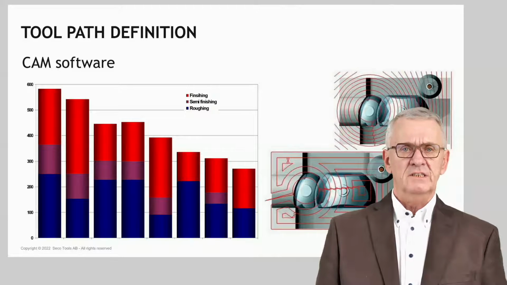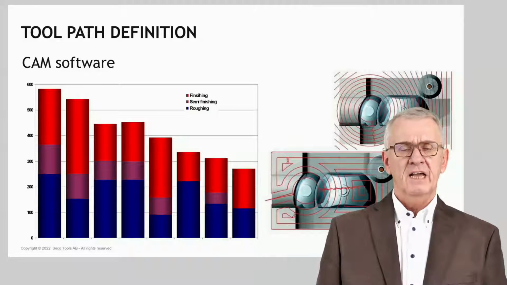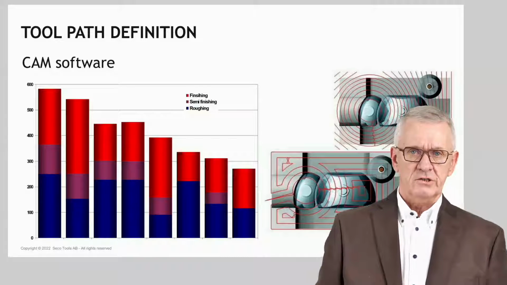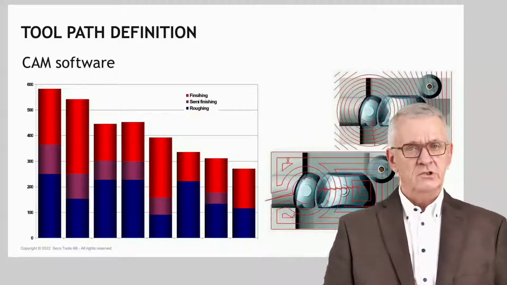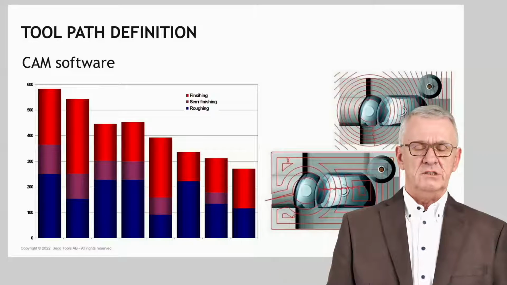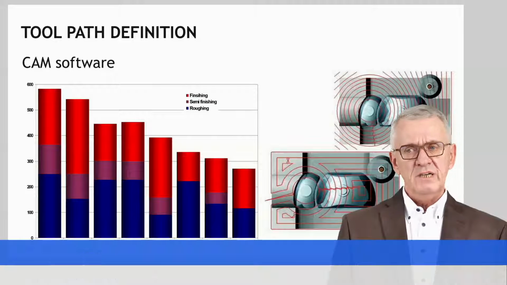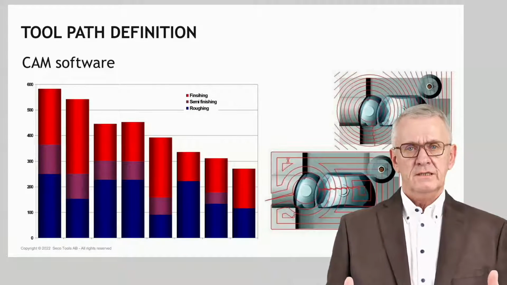Well, the result of it, you see here in the graph to the left, every CAM system came with a different solution. So what I try to say here is CAM systems are like milling cutters. There are different types of milling cutters. There are different types of machine tools, but there are also different types of CAM systems. So if you talk about CAM, be careful.